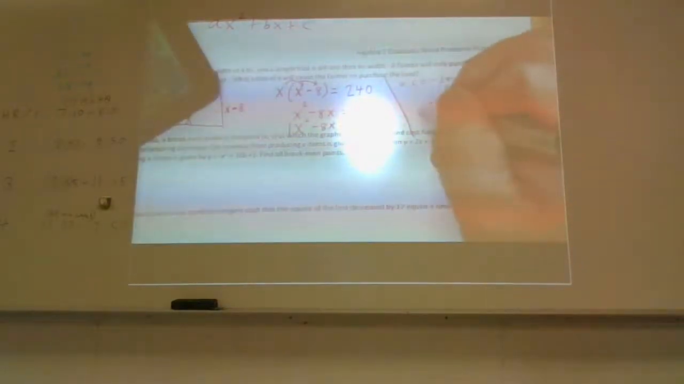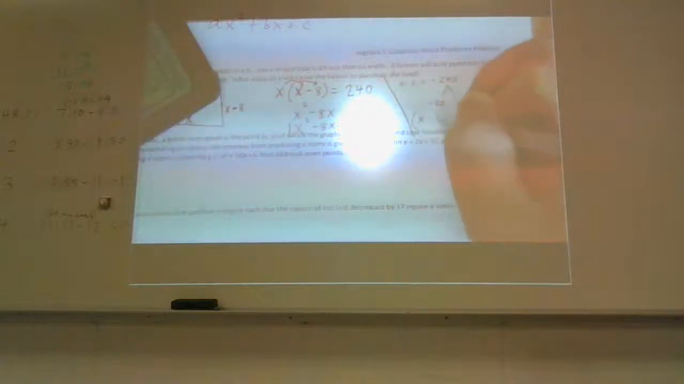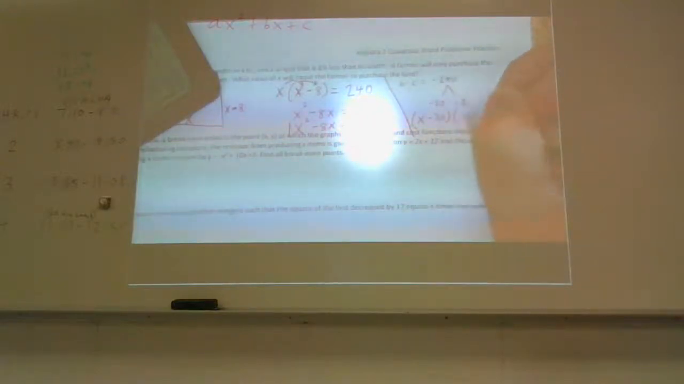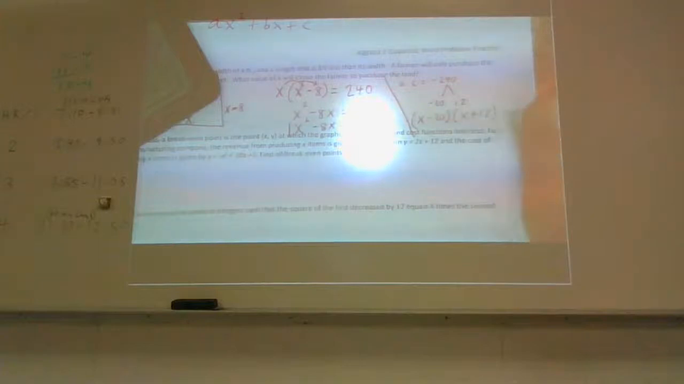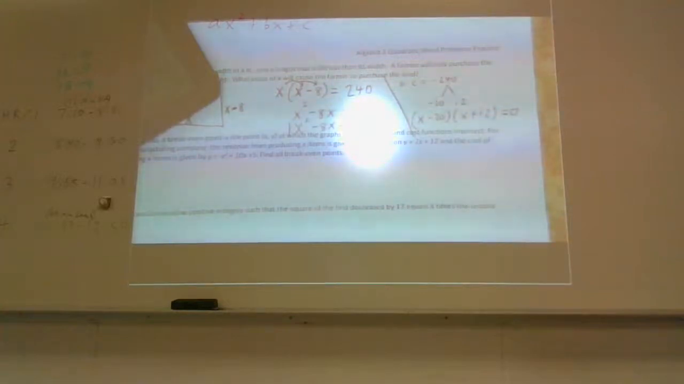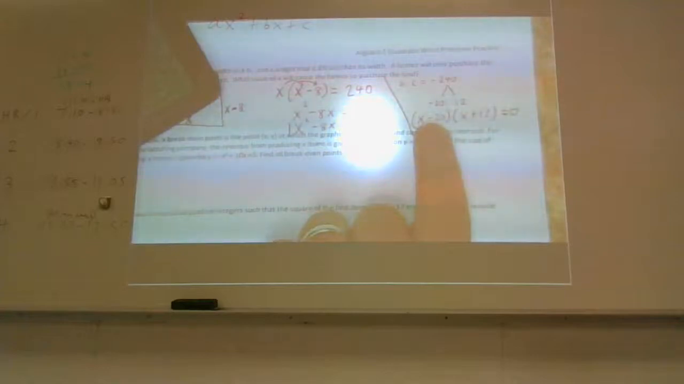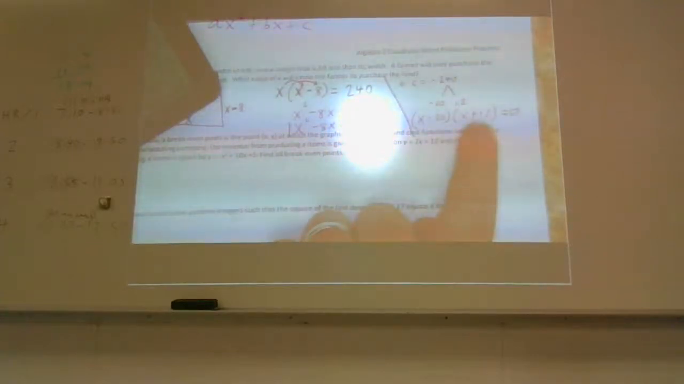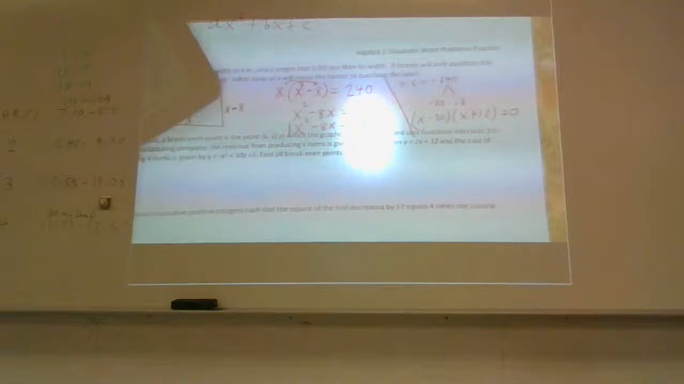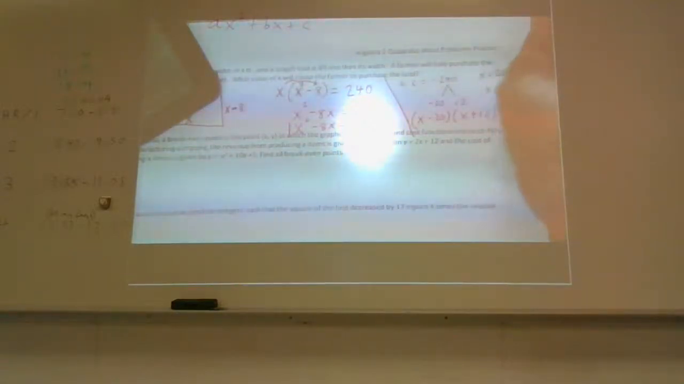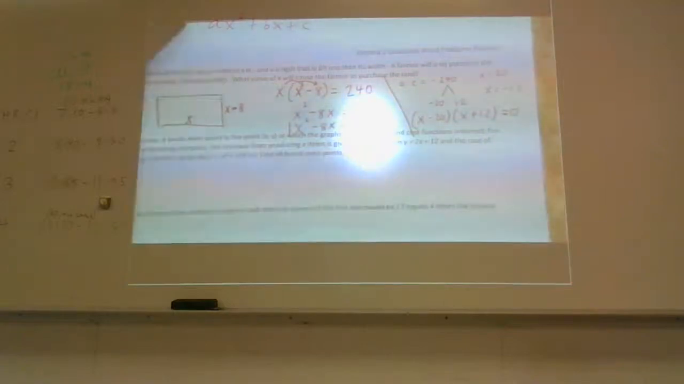So eventually you could do the t-chart, but I'm going to get x minus 20 and x plus 12. This is why a separate sheet of paper may be helpful. I'm going to get 2 solutions. If I set each of those equal to 0, x minus 20 equals 0, and x plus 12 equals 0, then I'm going to get answers of positive 20 and negative 12.